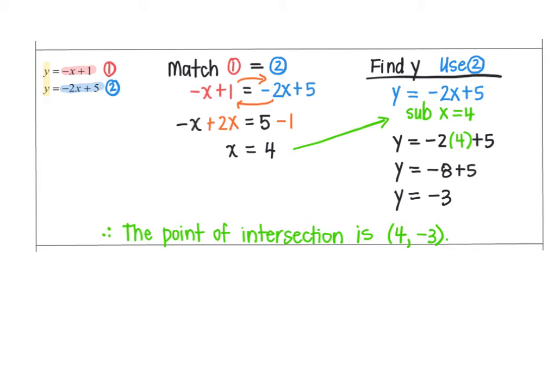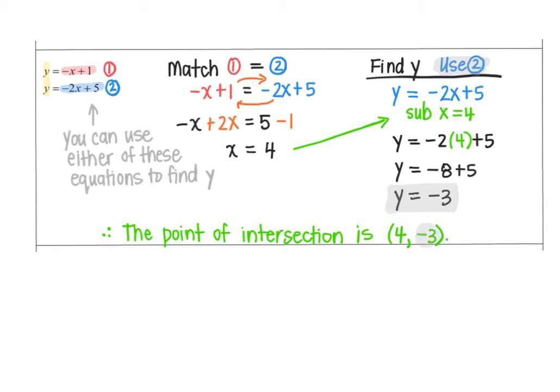Just a note, I chose to use equation 2 here to find my y value, but I could just as easily have used the first equation and I would have got the same answer of y is equal to negative 3 as the y-coordinate.